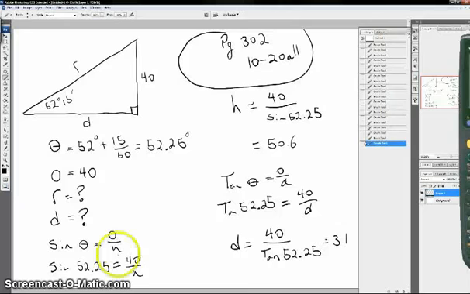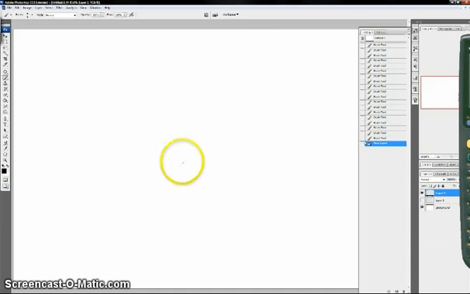Alright guys, today we're going to be doing section 5.5 in your book. Basically what this section deals with is the arc functions, and the arc functions are useful in that they'll help you find angles instead of missing sides.